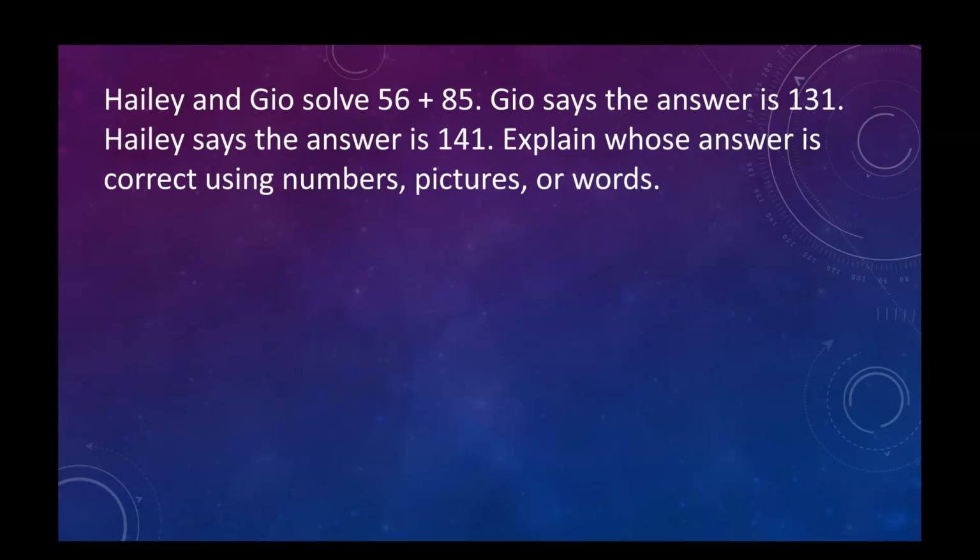It says Haley and Geo solved 56 plus 85. Geo says the answer is 131. Haley says the answer is 141. Explain whose answer is correct using numbers, pictures, or words. So go ahead and solve this, the 56 plus 85, using numbers, pictures, or words to figure out who was correct, either Geo or Haley. Go ahead and push pause and then push play when you're done solving.